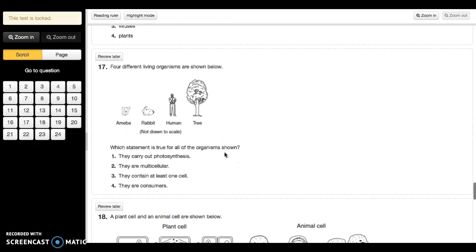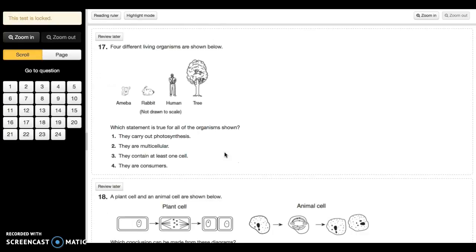Okay, 4 different living organisms are shown below. Which statement is true for all the organisms? Now again, this is something else we haven't talked about between singular and multicellular organisms. So that's a little hint there. Okay, so if you chose number 3, you are correct.